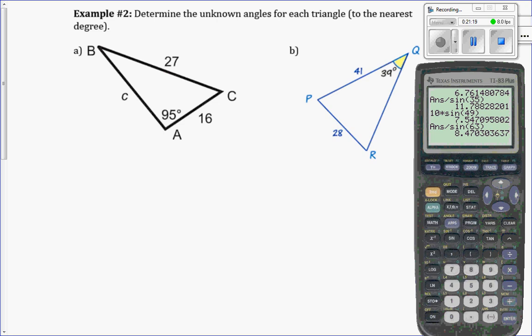So in this case, it will be A over sine A equal to, and we need to find the other two angle measures, both of them. But right now we only have one piece of information, and that's the 16. That's side B, so it's across from angle B. So we're going to go B over sine B. Okay, let's fill in the information we know. So A is 27 over the sine of 95 degrees.